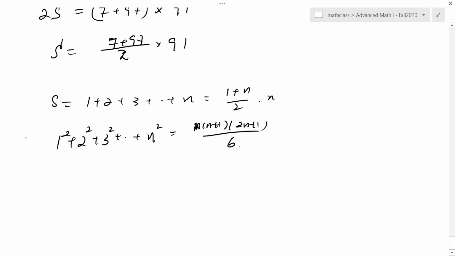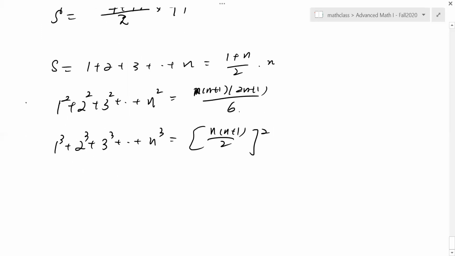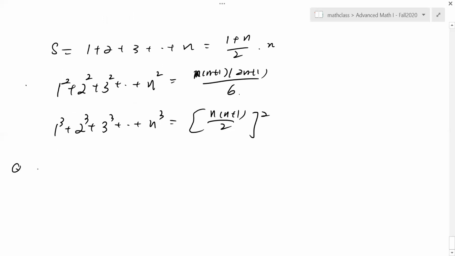Yeah, you can check whether this is a correct formula or not, right? Another formula is the cube. This will be n times n plus 1 divided by 2, squared. It's always a perfect square, in other words. All right, let's look at the following.